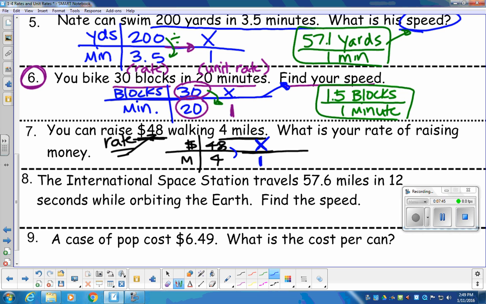Becomes a division problem, top number divided by bottom number. So we're really saying 48 divided by 4. Typing that in your calculator, what is 48 divided by 4 to give us that unit rate? And 48 divided by 4, you should be coming up with $12 per 1 mile. So it sounds like a fundraiser type situation, and you are raising $12 for every mile that you walk. That would be our rate of raising money.